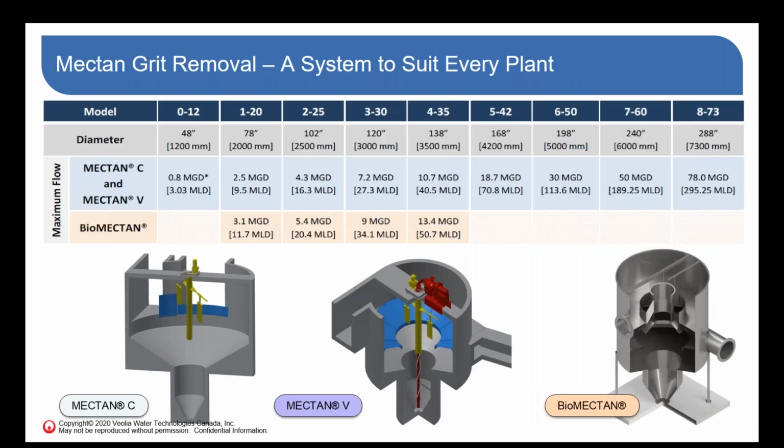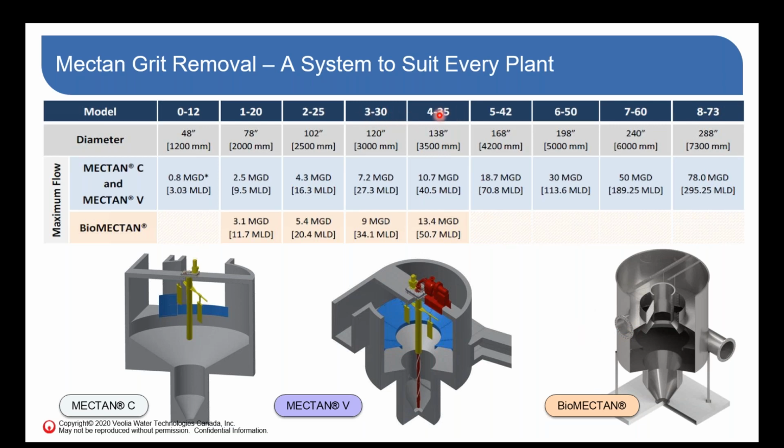So staying at the high level, the different products that we offer under the Mectan brand. On the left here, you see the Mectan Classic, the 270-degree grit chamber. It's a mechanically induced vortex. It has paddles and a motor that drive those paddles to induce the vortex, to spin the flow. Like I say, not unique to Veolia, fairly common design. This is the second generation product, the Mectan V, and as I say, I'll talk about that in the next slide. And then this is the latest product, the biomectan, and I'll be talking about that in the presentation today as well.